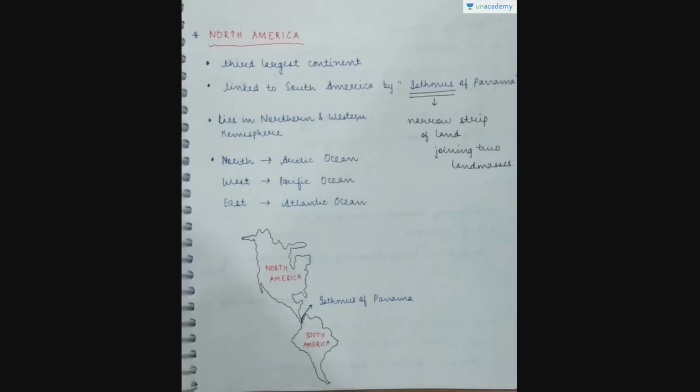Now, North America, it is the third largest continent after Asia and Africa. It is linked to South America by the Isthmus of Panama. Now, see, what is this isthmus? Suppose there are two large landmasses like North America and South America. I'm sorry for the map, it is just handmade. So, the two large landmasses, North America and South America. When the two large landmasses are separated by a narrow stretch of land, very narrow, very thin, that narrow one is known as isthmus. So here the two large landmasses are North America and South America, and this narrow stretch is the Isthmus of Panama. You must have heard about the Panama Canal.